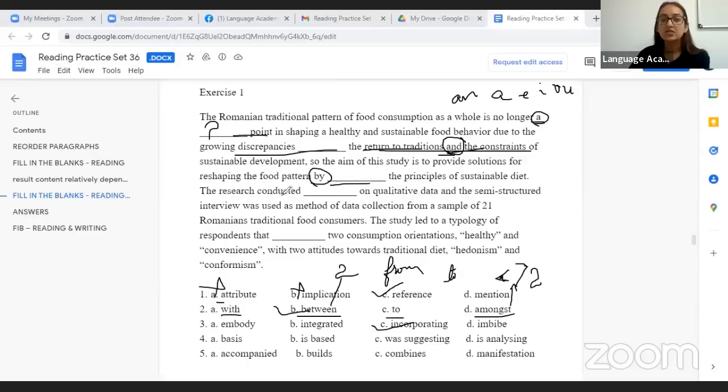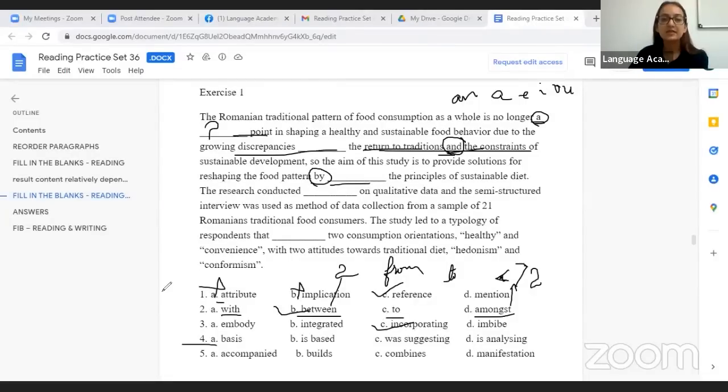Then they say the research conducted dash on qualitative data and the semi-structured interview. So first we should try, because the options are based on different forms of tenses. The best way to select these kind of answers is you can put them one by one, because at least one or two of them won't even grammatically fit.